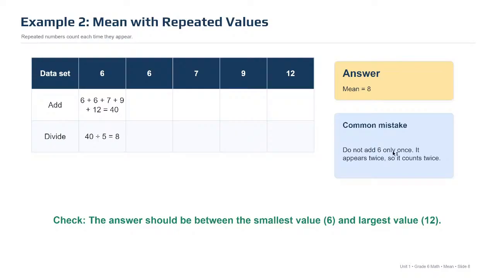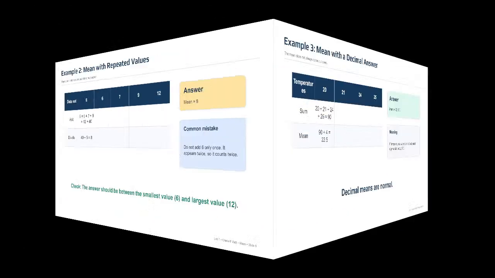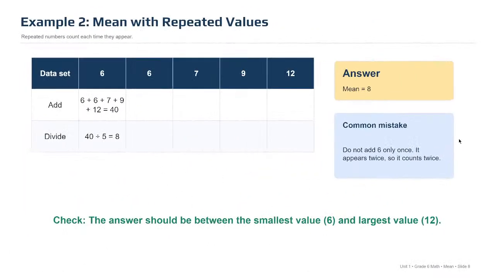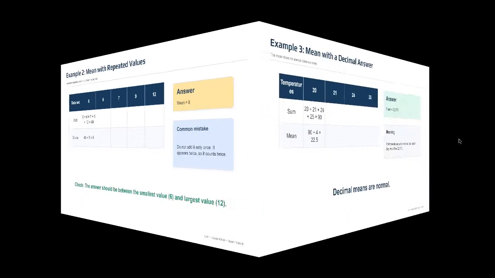Also, don't add 6 only once. There are two 6s, so since it appears twice, you have to add it twice. And also check if the answer is between the smallest value and the largest value. I meant to say the answer should be between the smallest value and the largest value.